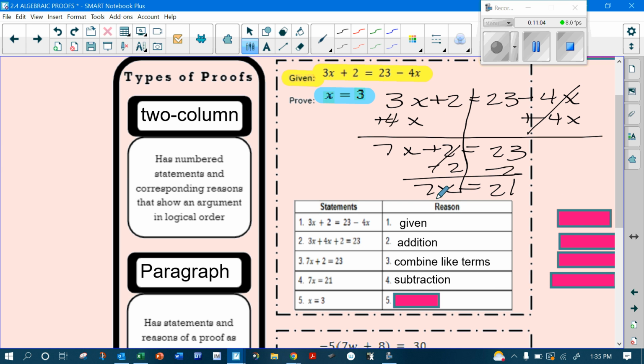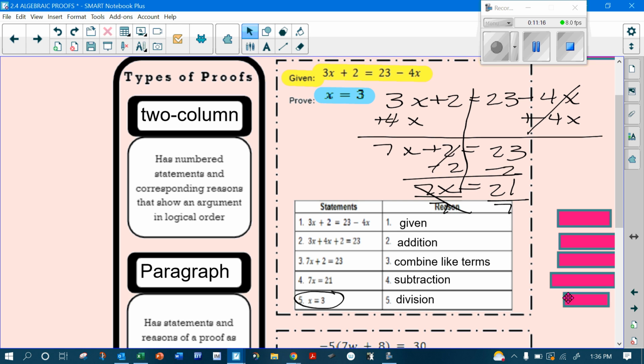And then last, I have the 7x, so I'm going to divide by 7 so that I can get my answer, which is what they want me to prove. So the very last step that I did was division, so I used the division property. Every time you do a step, you give me the reason why that step happened, okay?